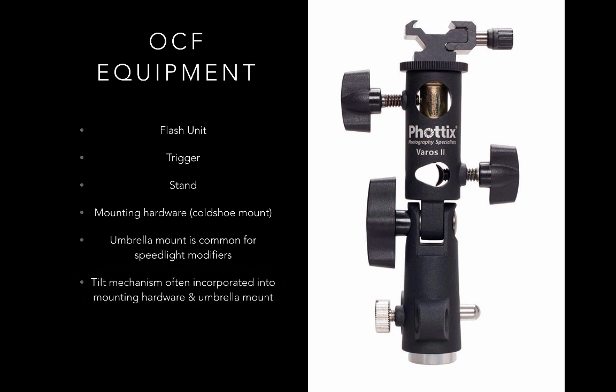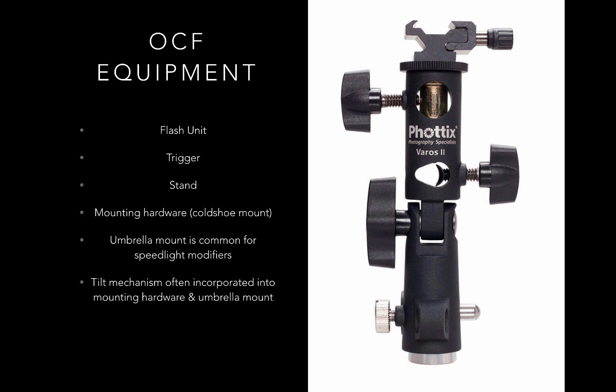This is a good example of the Photix speed mount, umbrella mount that I use. One of the ones that I use. You can see on the very top there, that's the cold shoe mount. Cold shoe just means it doesn't relay any signal. It's purely mechanical, purely there to physically hold the speed light to the stand.